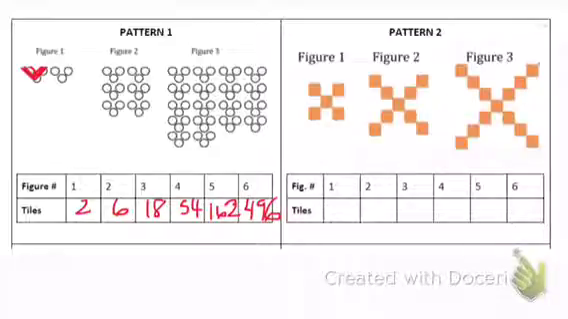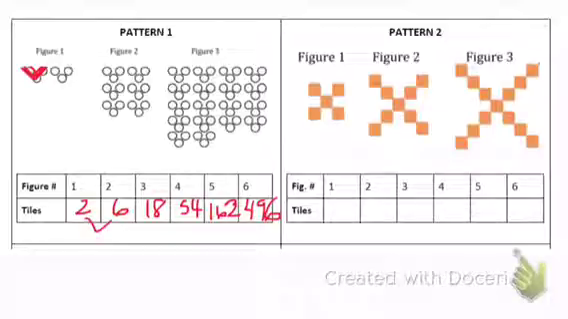Yeah. All right, so walk me through this. What is happening with this pattern? It's growing. Okay, that's an excellent observation, Isaac. How is it growing? By being doubled. Multiply by what, George? By 3.